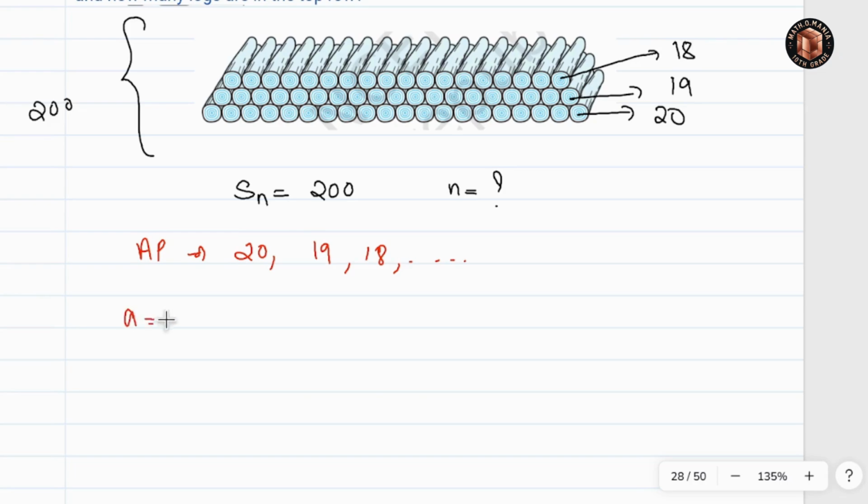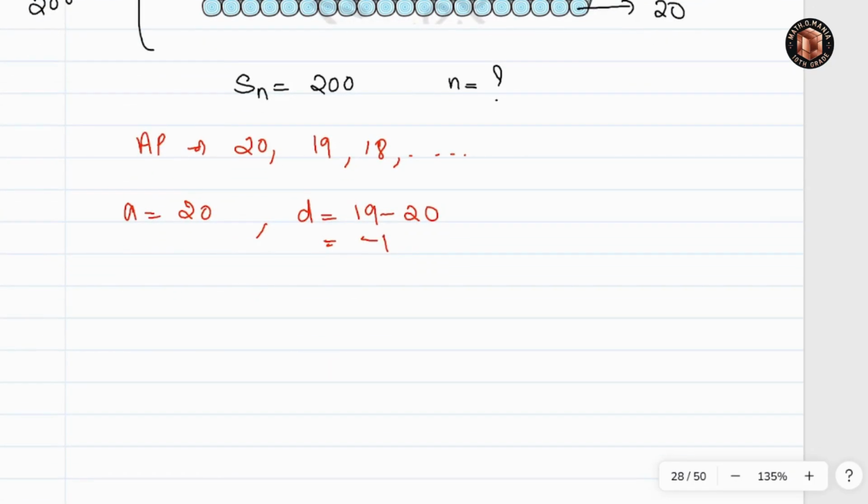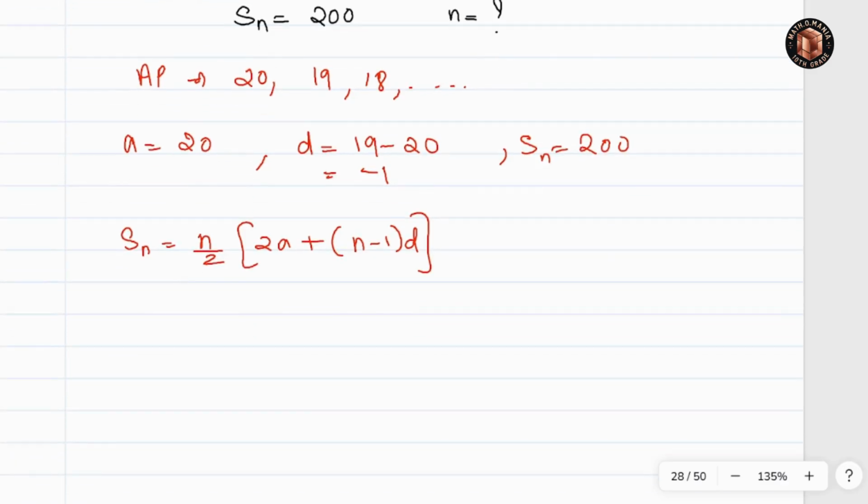Here our a equal to how much? 20. d equal to 19 minus 20, which is equal to minus 1. Sn equal to how much? Sn is given as 200. Therefore, we can use our equation Sn equal to n by 2 into 2a plus n minus 1 into d, and thus we can find our value. That is 200 equal to n by 2 into 2 into 20 plus n minus 1 into d, which is minus 1, right?